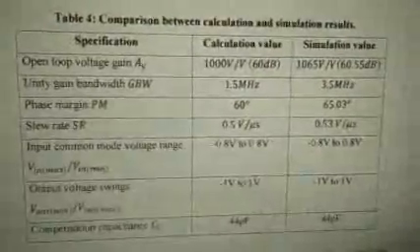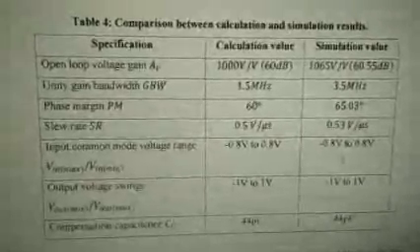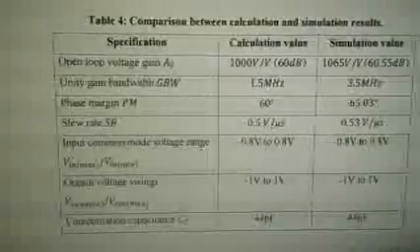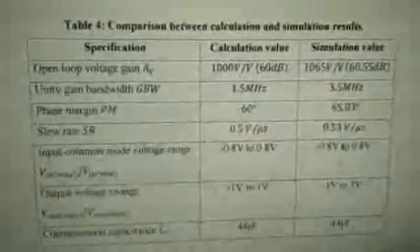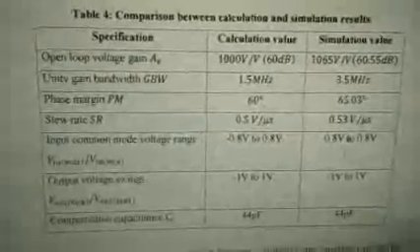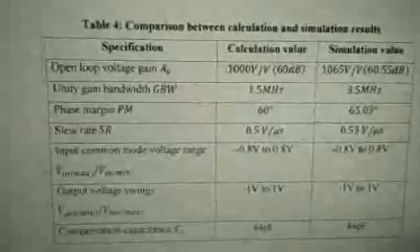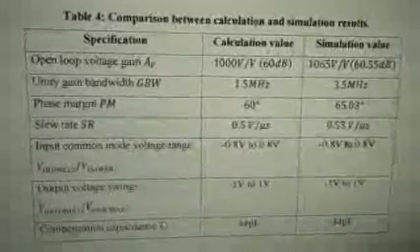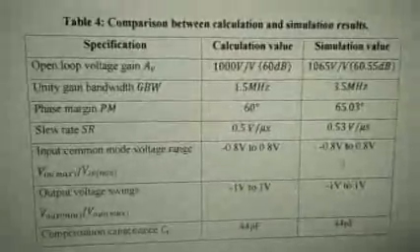Now we will compare the result between the calculation and the simulation. For the open loop voltage gain, the calculated value is 1000, which is equal to 60 dB, while the simulated value is 1065, which is equal to 60.55 dB. For the unity gain bandwidth, the calculated value is 1.5 MHz, while the simulated value is 3.5 MHz. For the phase margin, the calculated value is 60 degrees, while the simulated value is 65.03 degrees.